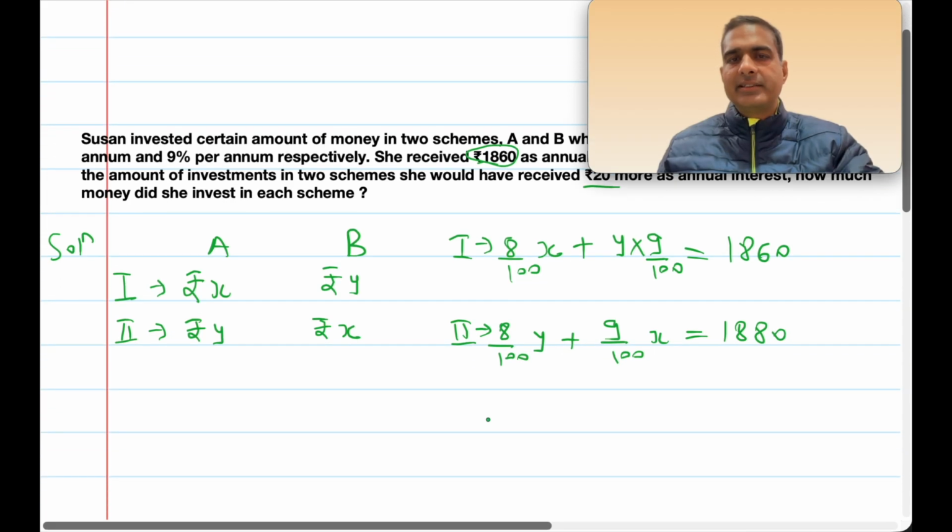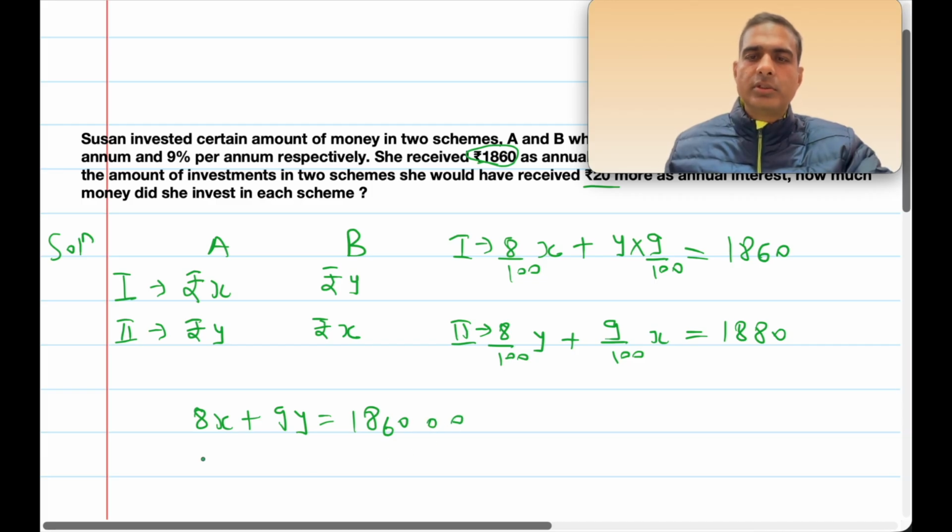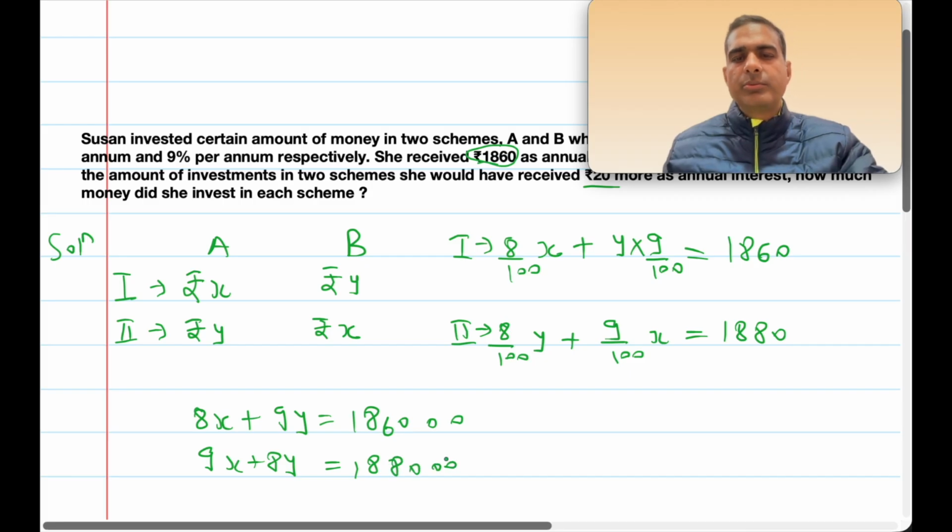Now again, as in the previous question, it is a fraction, so we will convert it into integers. To convert it into integers, we will multiply both the equations by 100. So the equation will turn into 8x plus 9y is equal to 1860 multiplied by 100, so that will be 2 zeros. In the second equation, I will write x first. So that is 9x plus 8y is equal to, multiplying by 100, 1880 and 2 zeros.